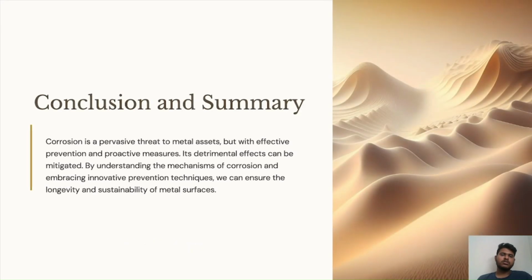So now it's time to conclude the video. So in conclusion, I would like to say corrosion is a pervasive threat to metal assets, but with effective prevention and proactive measures, its detrimental effects can be mitigated. By understanding the mechanism of corrosion and embracing innovative prevention techniques, we can ensure the longevity and sustainability of metal surfaces.